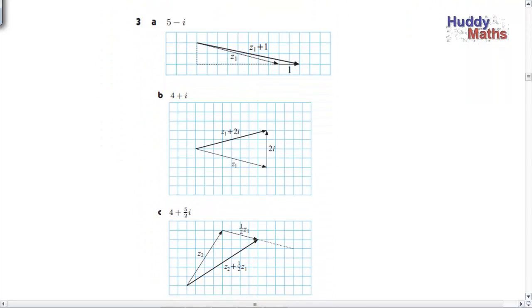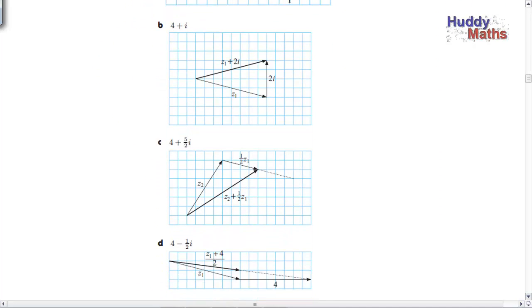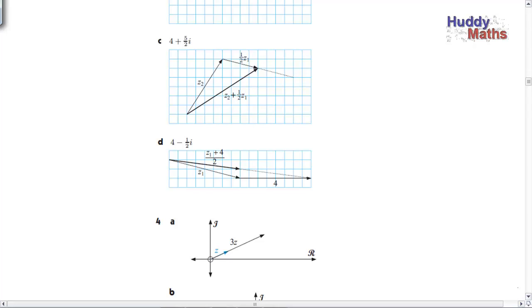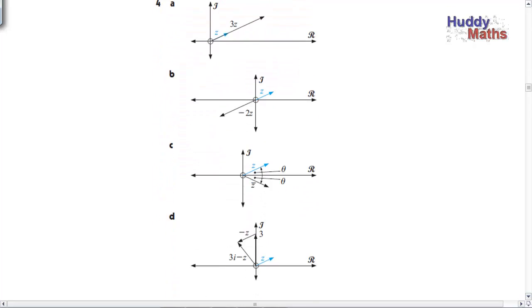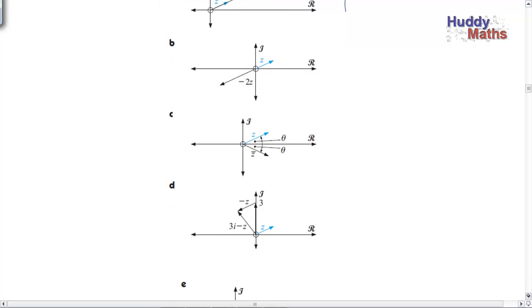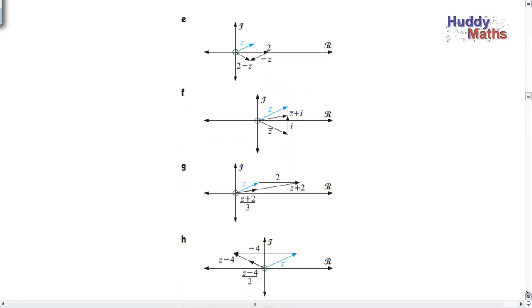Oh, here we are. There's 3, A, B, and C. We'll finish off with D there. And then 4, just any arbitrary Z. Okay, up here, show Z, show how to get 3Z. Okay, in general. Okay, E, F, G, and H.